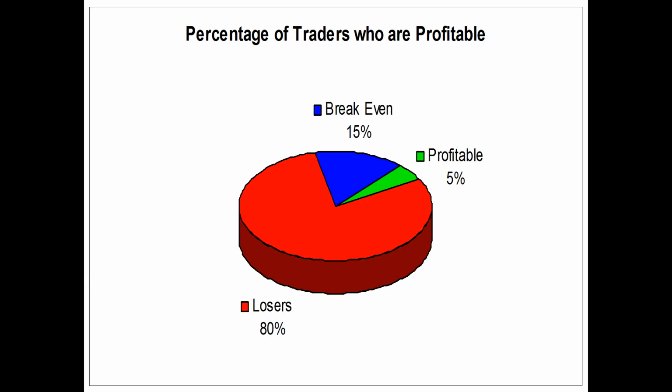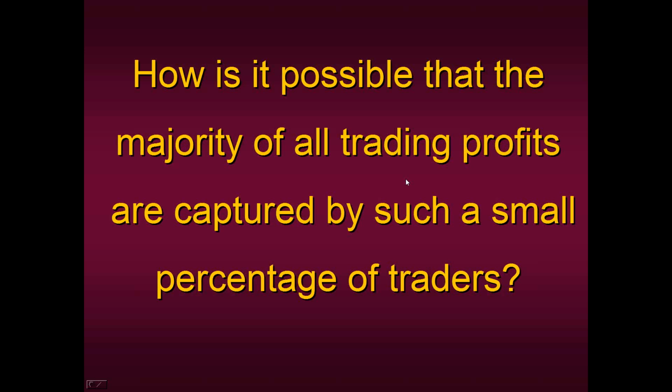So you have to ask yourself, if you look at this chart here, the large percentage in red in this pie chart represents the losers. This portion in blue represents the traders that will break even, and the small little sliver here in green represents the traders who will be consistently profitable. So how is it possible that the majority of all the trading profits are captured by such a small percentage of traders?